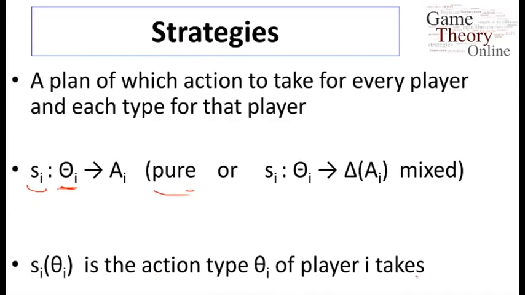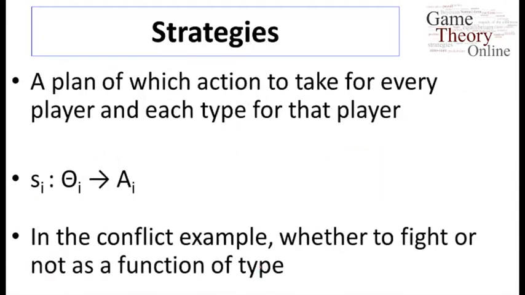Or sometimes we'll also talk about mixed strategies, in which case we can instead think of this as a mapping from types into mixed strategies. So they might be randomizing over the actions they're choosing. That's possible as well. In general, we'll let s_i(θ_i) be the actual action chosen by type θ_i of player i. In the conflict example, this was simply a choice of whether to fight or not to fight as a function of type.